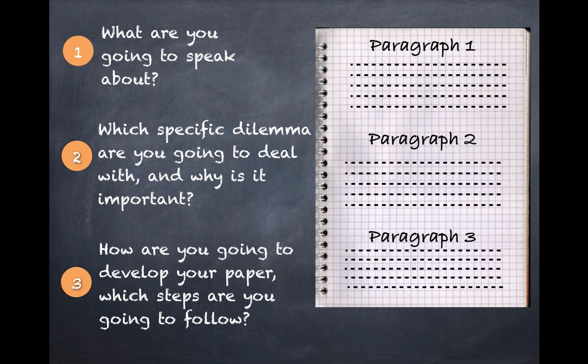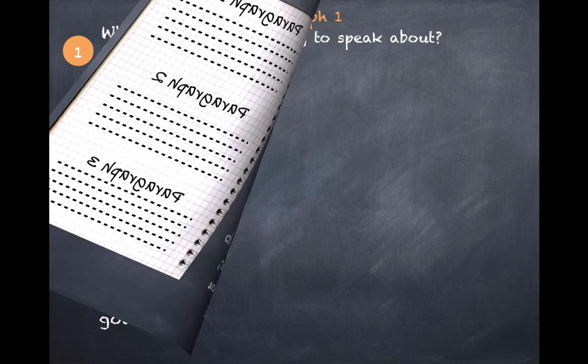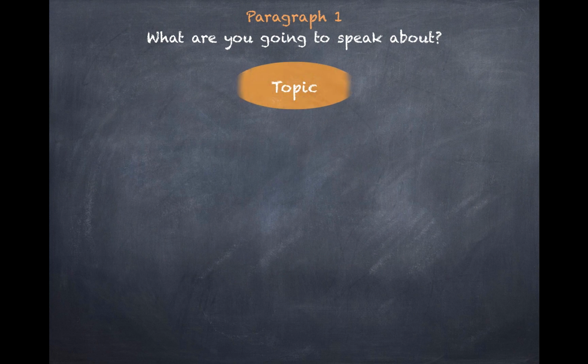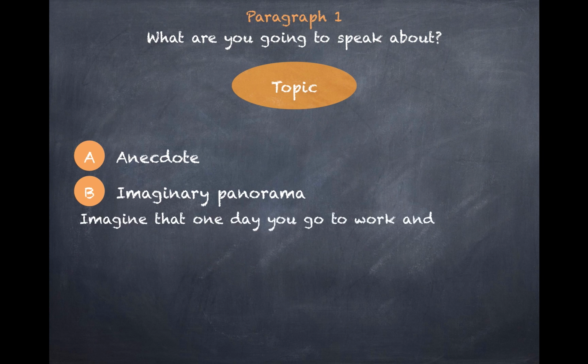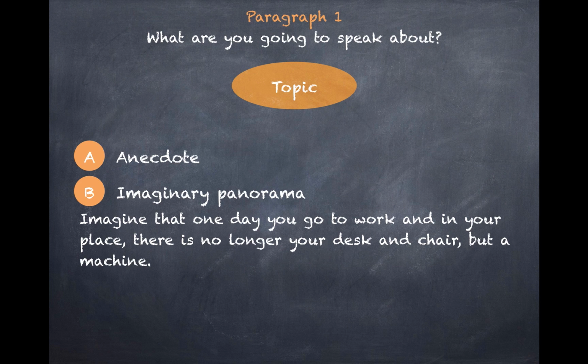What are you going to speak about? In this paragraph, you have to state your topic. Try to be creative. You can offer an anecdote or a small historical background. For example, in 2014, X Factory substituted Y men for machines. An imaginary panorama. For example, imagine that one day you go to work and in your place there is no longer your desk and chair, but a machine.